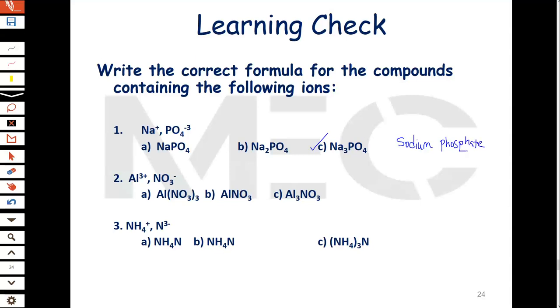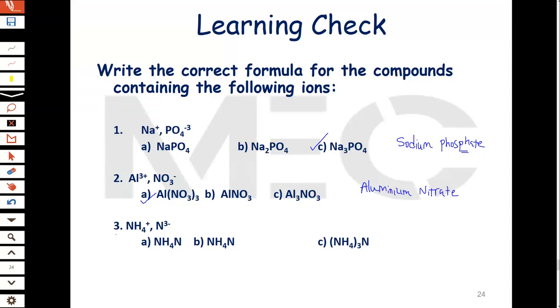I'm not sure if P is needed here or pH. And never mind. Aluminium ion and nitrates. So how many nitrates are needed? 3. 3 nitrates. So I choose choice A, because 3 is swapped here to be a subscript of nitrate. So the name is aluminium nitrate.